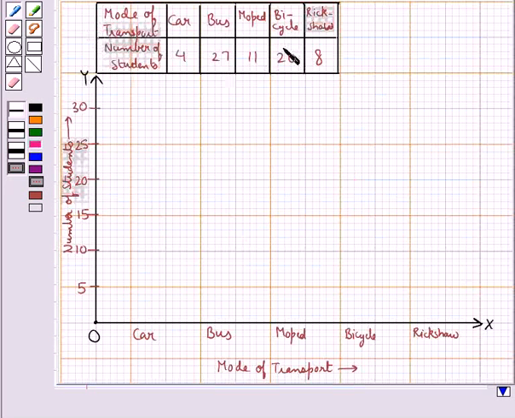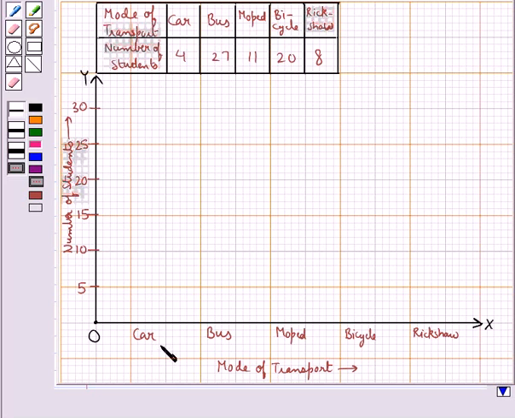Consider this table which shows 70 students from a locality use different modes of transport. As you can see, 4 students use car, 27 students use bus, 11 students use moped, 20 students use bicycle, 8 students use rickshaw. Let's draw the bar graph representing this data.